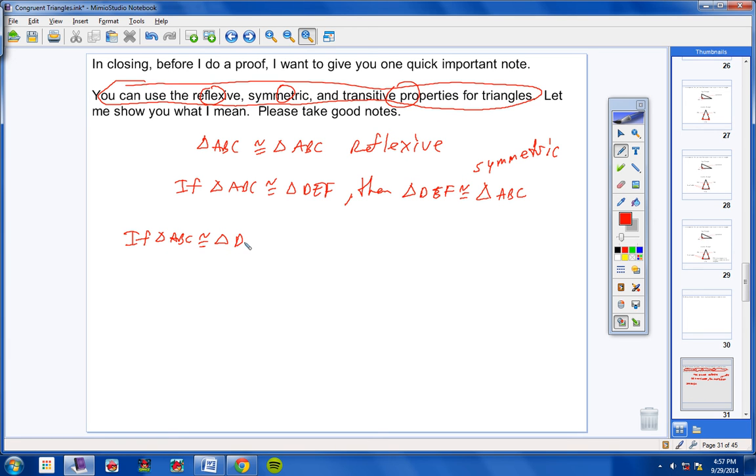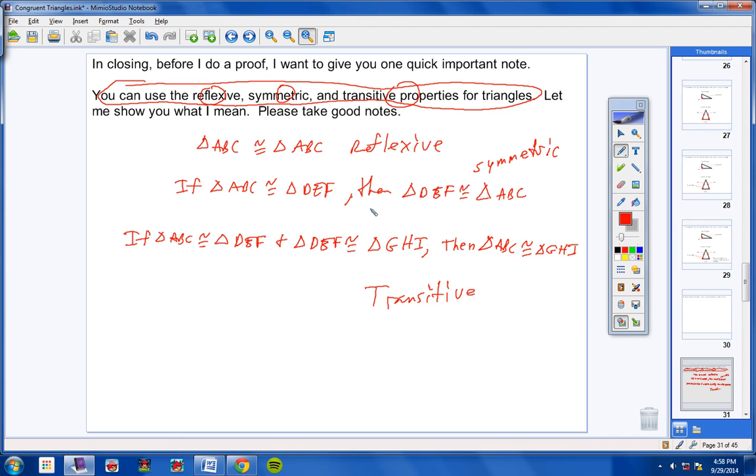If triangle ABC is congruent to triangle DEF, and triangle DEF is congruent to triangle GHI, then, and you should know what to put, students, triangle ABC is congruent to triangle GHI. And you should know what we call that. We call that transitive, the transitive property. All right, now let's go ahead and jump into the proof.